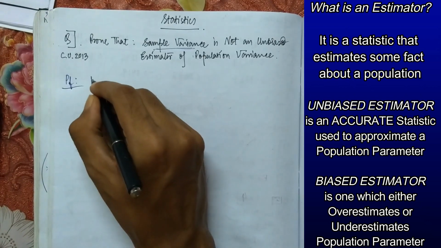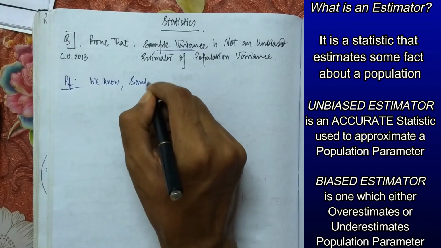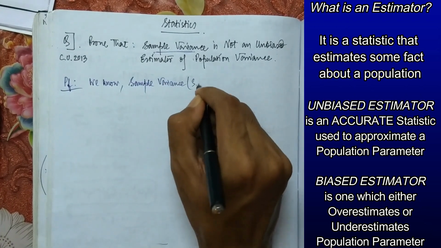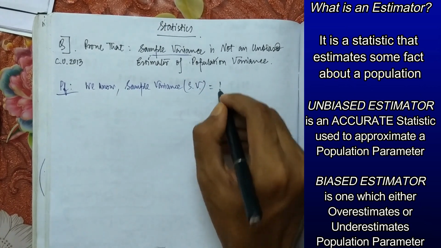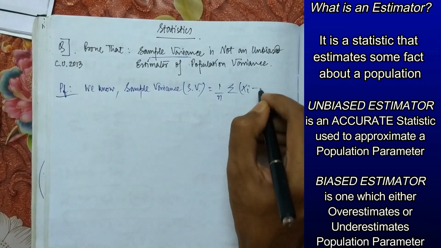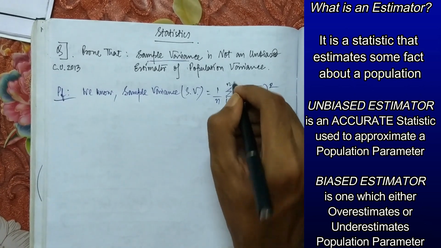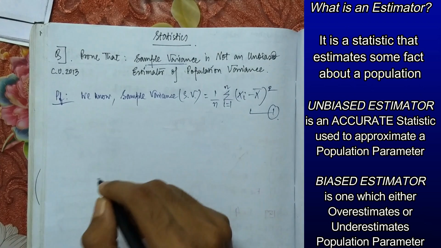So we know that sample variance, we are denoting sample variance with the initials SV throughout the problem. So it is given by 1 by n summation xi minus x bar whole square, where i runs from 1 to n. This is the formula for sample variance. Let us name this equation number 1.